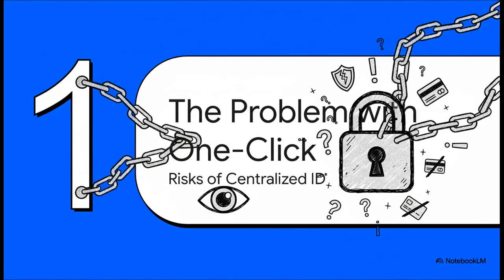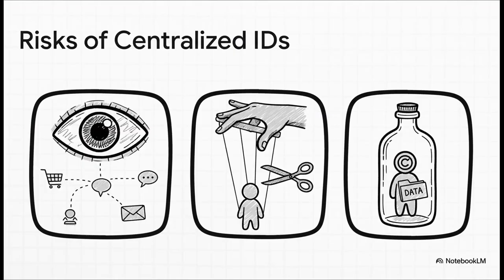I mean, that one-click convenience, it's amazing. We all love it. But, and this is a big but, it comes with some pretty serious and often totally hidden risks. We're talking about the fundamental issue with having a centralized ID, where one giant company gets to be the gatekeeper for everything you do online. So, what are these risks, really?